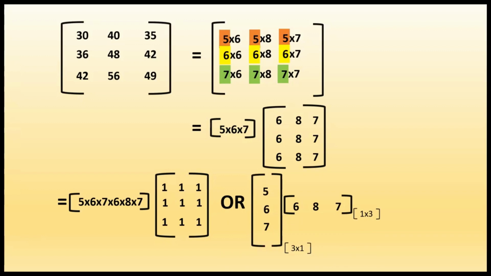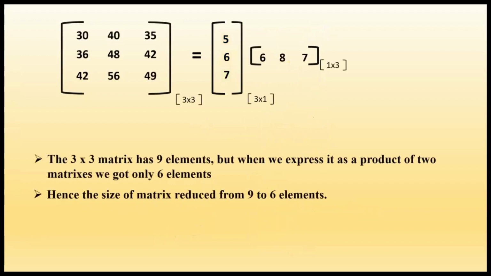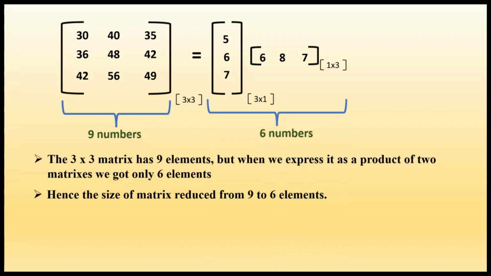That is the multiplication of a 3 by 1 matrix with a 1 by 3 matrix. This is the matrix you are getting when you are simplifying it. So the 3 by 3 matrix had 9 elements, but when we express it as a product of two matrices, we got only 6 elements. Here there were 9 numbers, but on the RHS we have only 6 numbers. Hence the size of the matrix reduced from 9 to 6 elements.